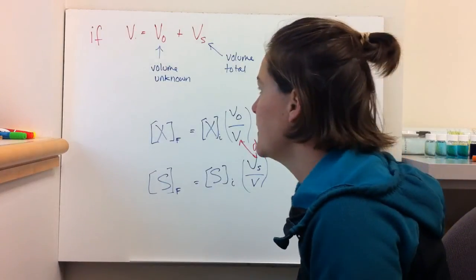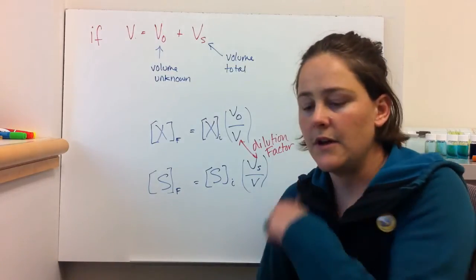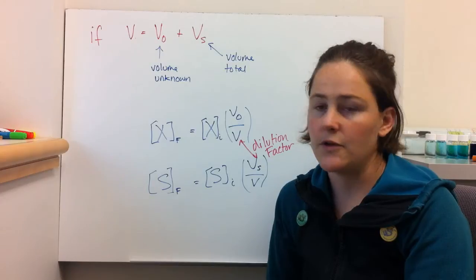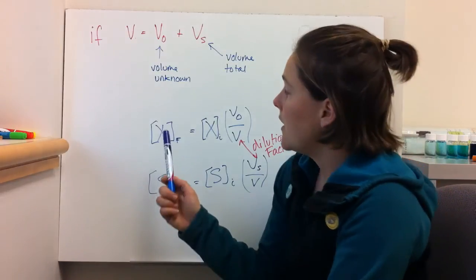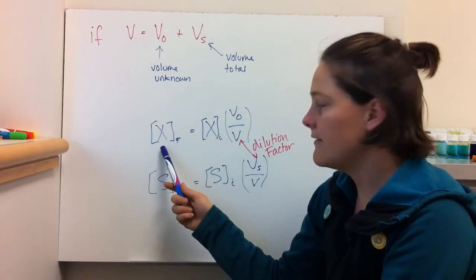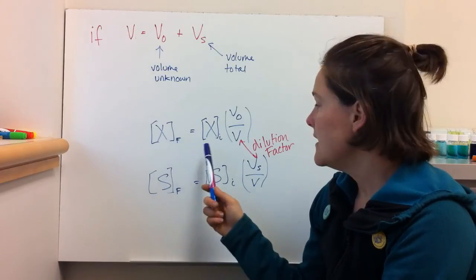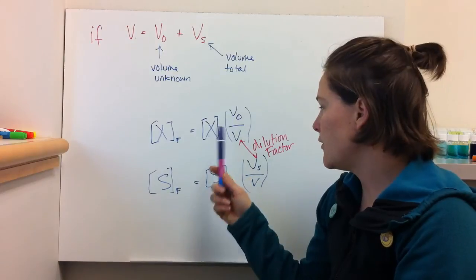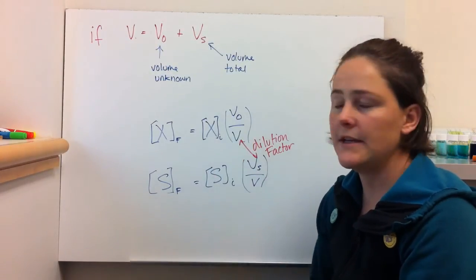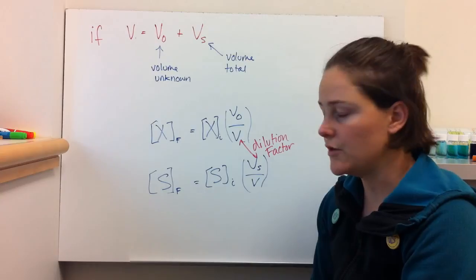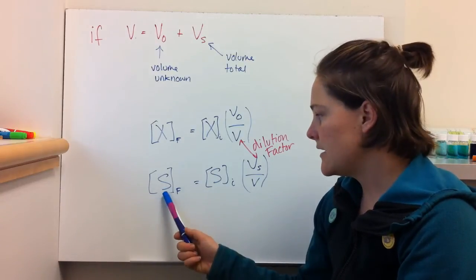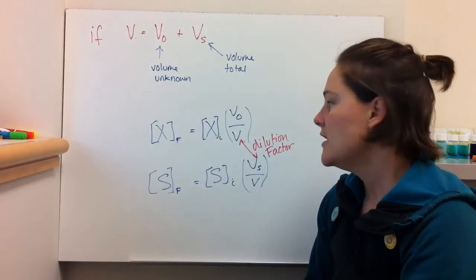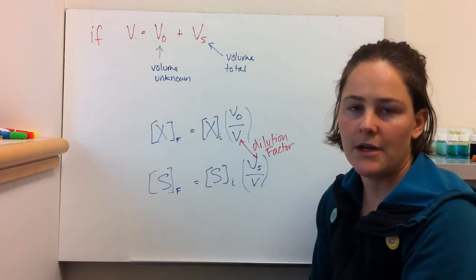So, if the total volume V equals the volume of your analyte plus the volume of your standard, you essentially have the final concentration of X is equal to the initial concentration of X times V0 over V, and V0 over V is called a dilution factor. Same thing for your standard. The final concentration of your standard is the initial concentration times the dilution factor. So this is a version of M1V1 equals M2V2.